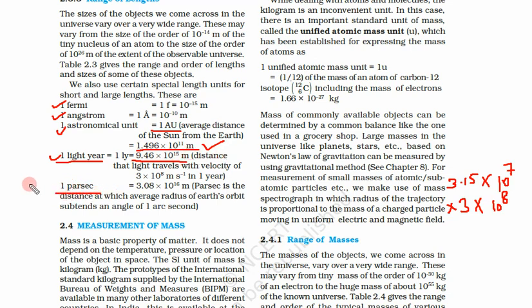Now another bigger unit is 1 parsec. Parsec is the distance at which the average radius of Earth's orbit subtends an angle of 1 arc second. So this is quite a complex definition, but this is equal to 3.08 into 10 to power 16 meter. This 1 parsec is a much bigger unit than this light year, but parsec is generally not used, light year is generally used. So we will generally use light year or astronomical unit.